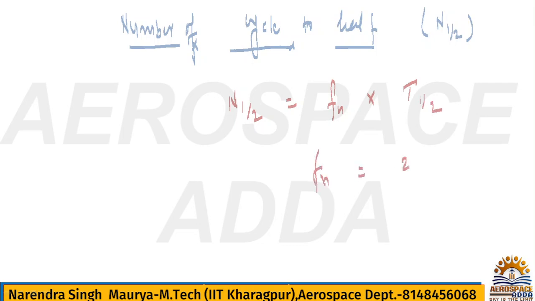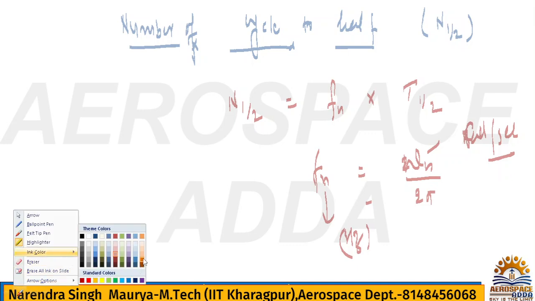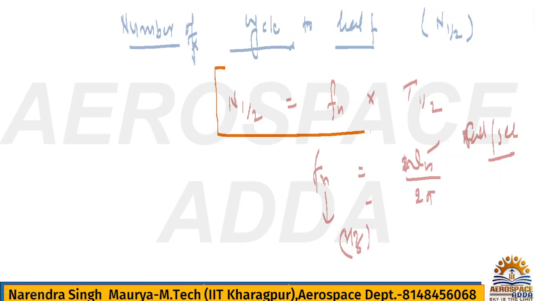And you know very well what is the natural frequency. So Fn is nothing but omega n divided by 2 pi. Omega n is the angular velocity, or you can say natural frequency in radian per second. Fn is the natural frequency in hertz. What is the unit here? This is also natural frequency, but its unit will be hertz, and this is also natural frequency, but the unit is radian per second. So the number of cycle to half, N 1 by 2, is nothing but Fn times T half.